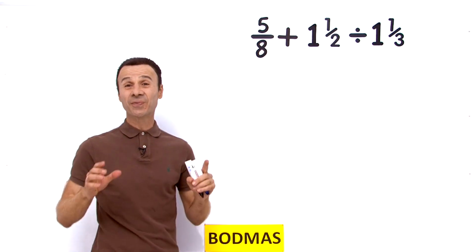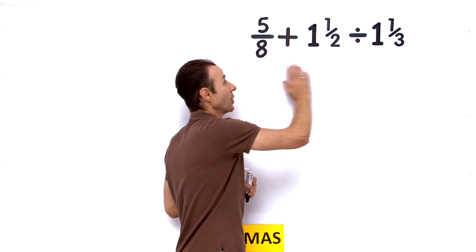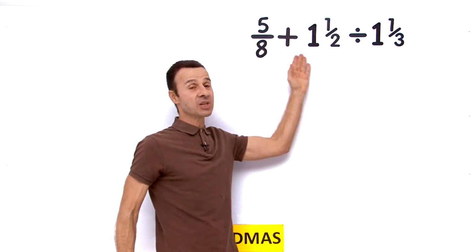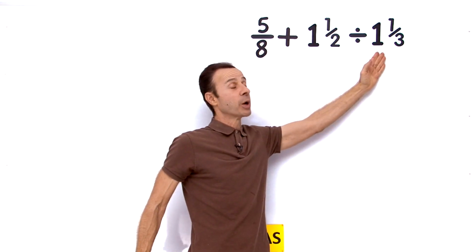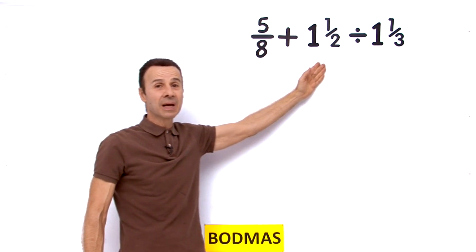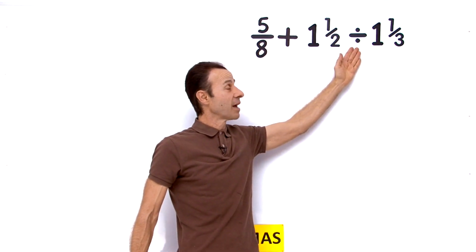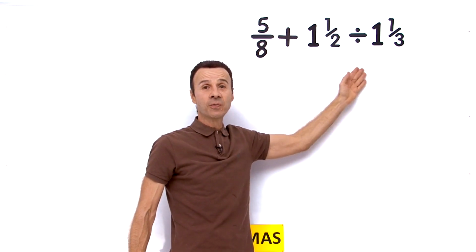All right, guys, let's find the solution to this expression with fractions. So we got 5/8 plus 1 1/2 divided by 1 1/3. So what comes first here? We have the plus sign here. That's addition. And then we have division. Now, which do you do first?